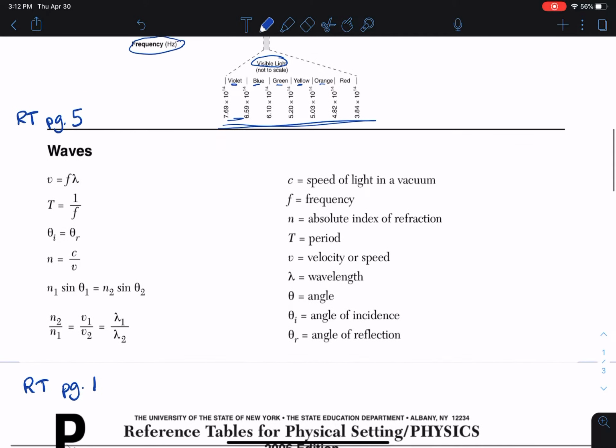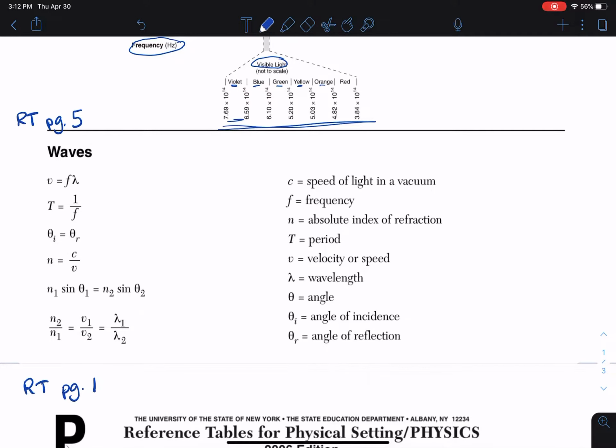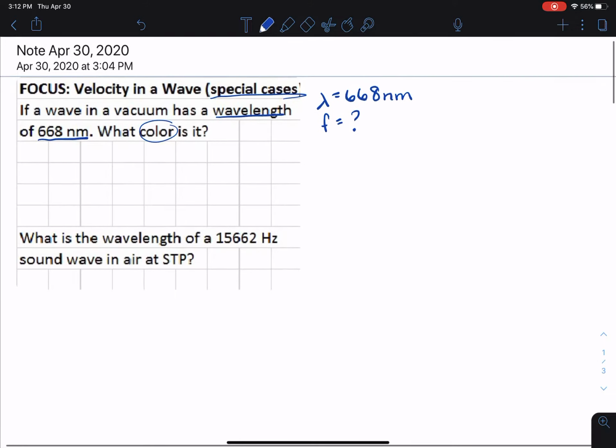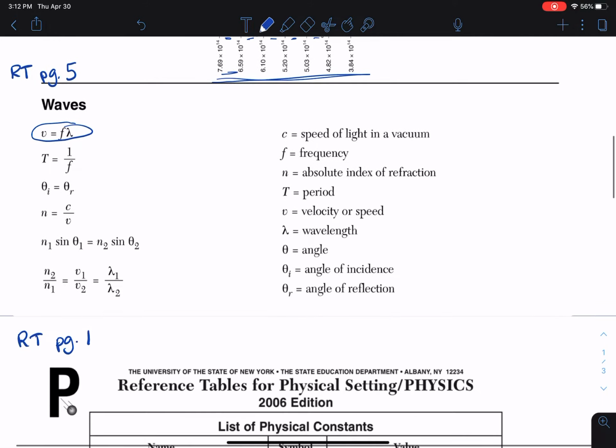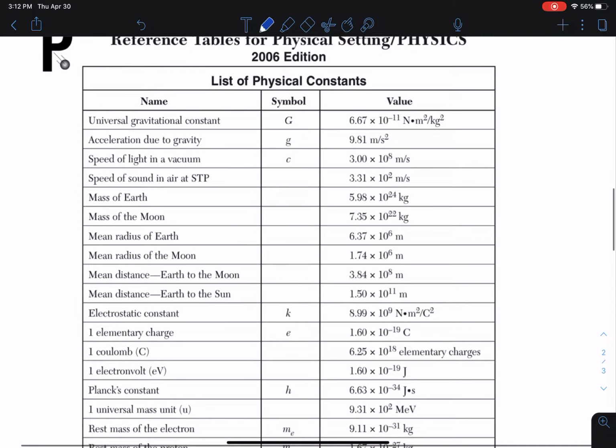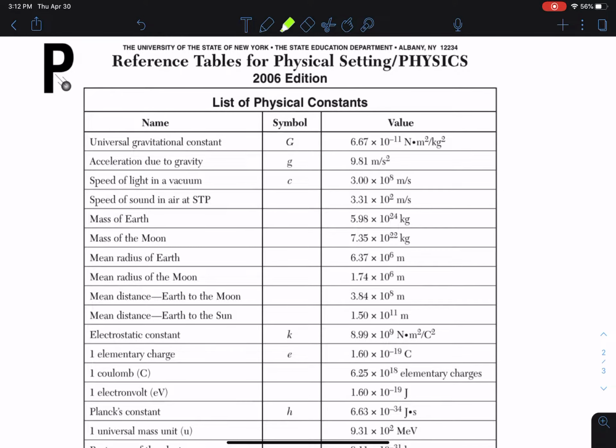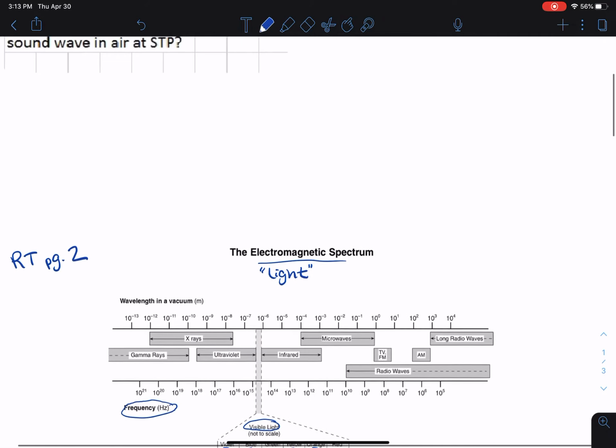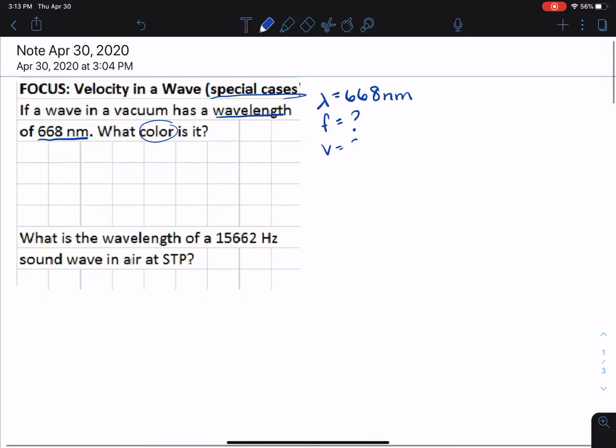On page 5 in the reference table, these are the equations. I'm just going to go ahead and show you. We're going to be using the velocity equation, frequency and wavelength, but then we need this velocity. This is a light wave, so we need to know the speed of light. If you go to the list of physical constants on the first page of the reference table, we're going to come down, and there we go. Speed of light in a vacuum is this number here, 3.00 times 10 to the 8th meters per second. It's a very big number, a very fast velocity, because light travels very fast.